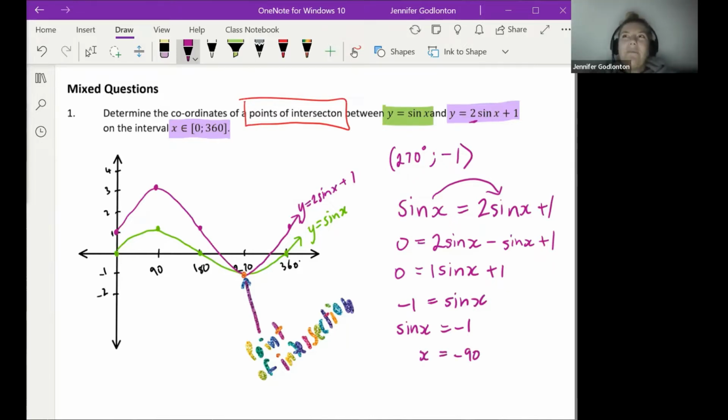But what is my period in a sine graph? How often does my curve repeat itself in a sine graph? What is your period of a sine graph? How many degrees does it take? 360, okay? So I'm going to get to the same points every 360 degrees. So from here, I'm allowed to add 360 degrees.